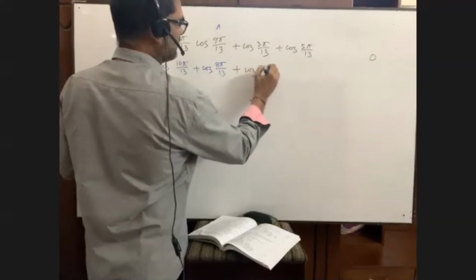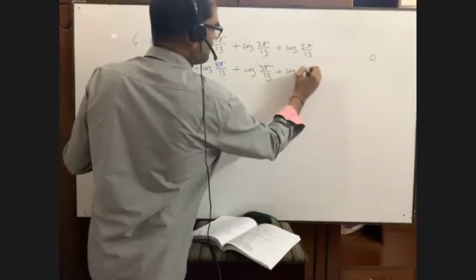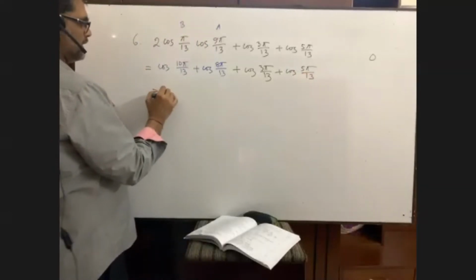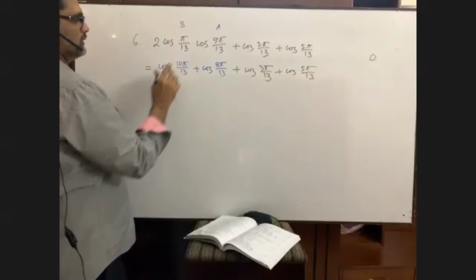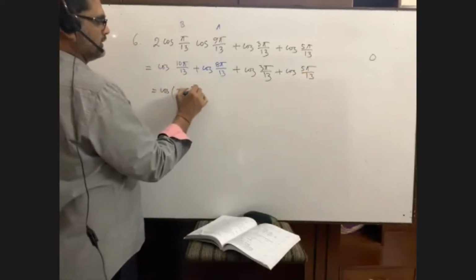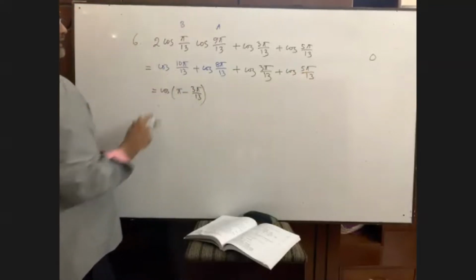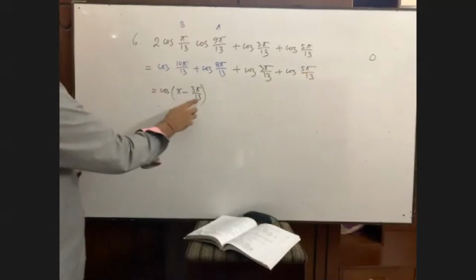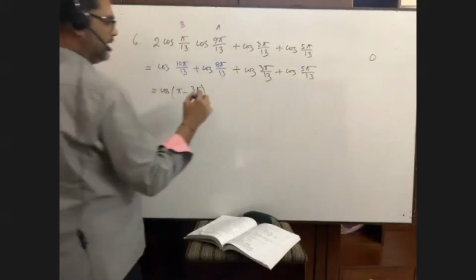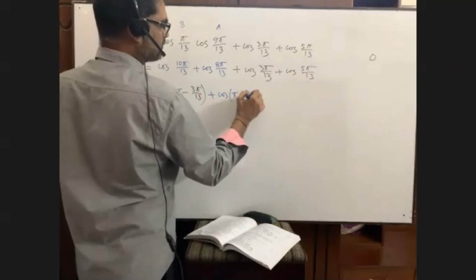Cos of 3 pi by 13 plus cos of 5 pi by 13. That means here we can write cos of pi minus 3 pi by 13. Have you seen? If you calculate this, you will get this, 13 minus 3 equals 10. And if we calculate this, cos of pi minus 5 pi by 13.